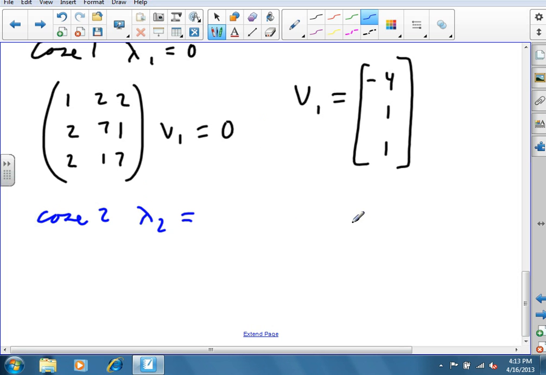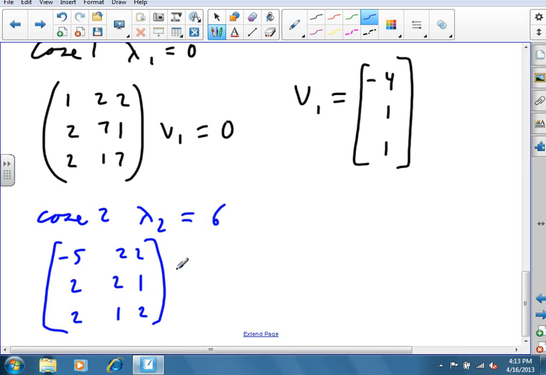Okay, case 2. Lambda 2 is equal to 6. All right, so I'm going to have minus 5, 2, 2, 2, 2, 1, 2, 1, 2, times V2 equals 0. All right. So is that fine? So by inspection, V2 is equal to what?